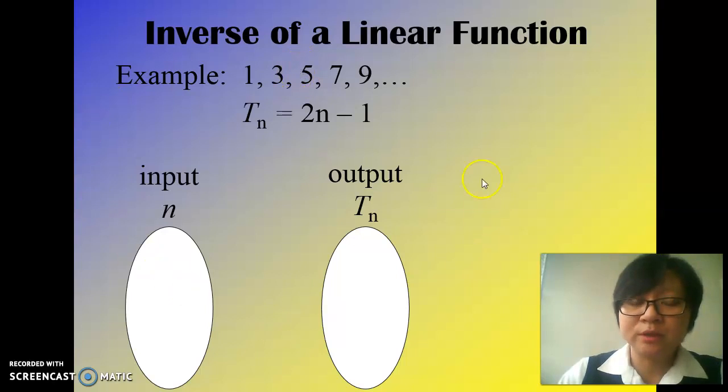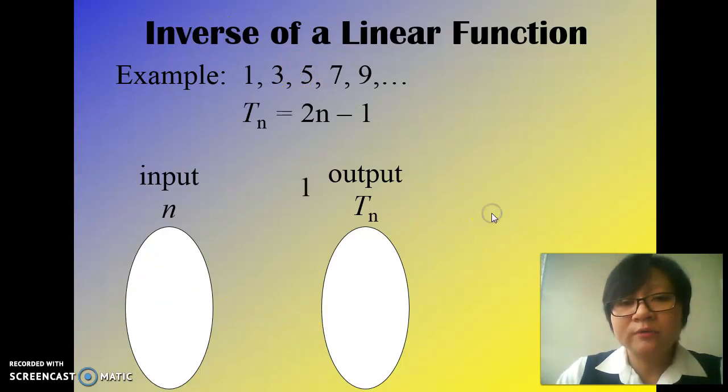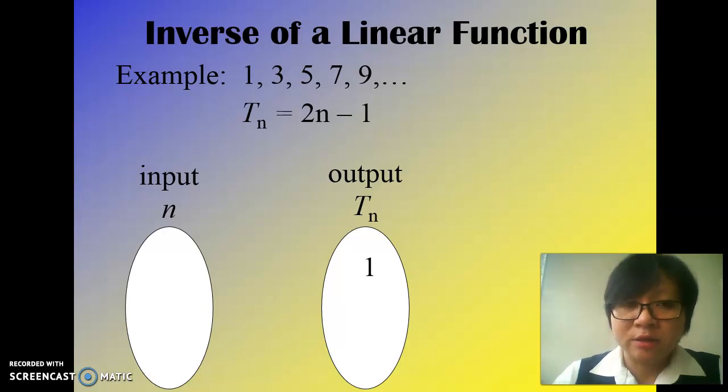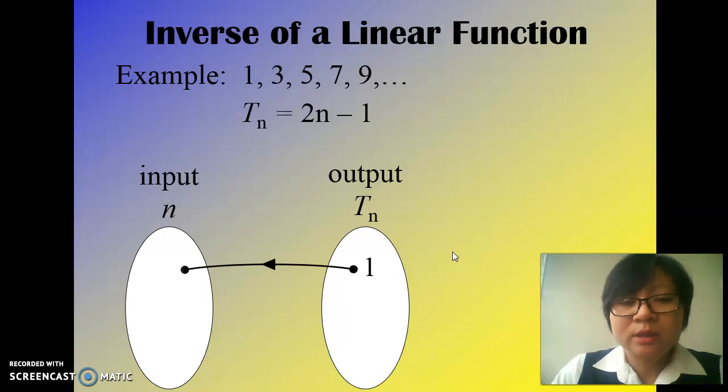Then, inverse of a linear function. The same example, but now we are going from right to left to find the position number. So we are going to use the inverse of a linear function to find the position number. If previously you were learning how to find the nth term, now you are going to find the position number. So from right to left, start from the 1. Take a look at this sequence. The first term is 1. Draw an arrow.